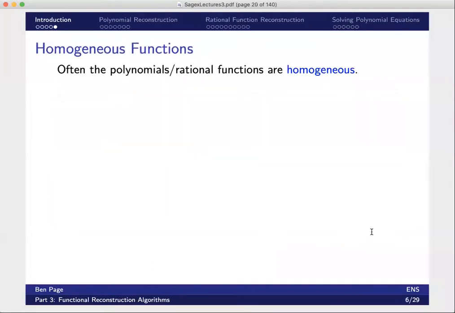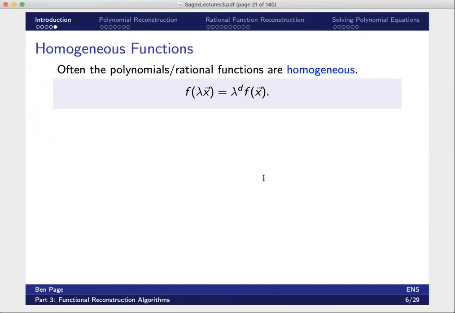Okay, so one other thing to consider about polynomials as we go forward, or indeed rational functions, is that we may well encounter things that are homogeneous. So if you imagine that you have some polynomials in your Mandelstam variables, then you have a mass dimension associated to this. And this can be considered as a homogeneous polynomial in your Mandelstams.